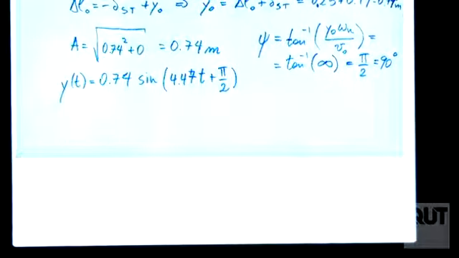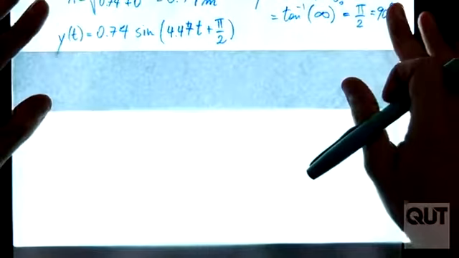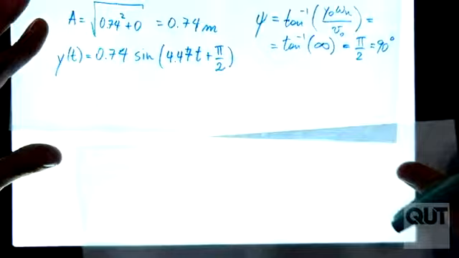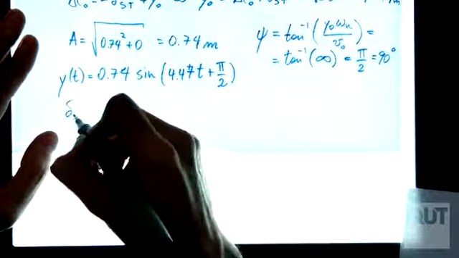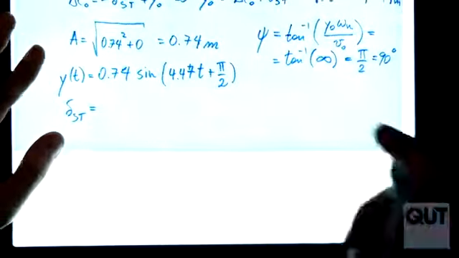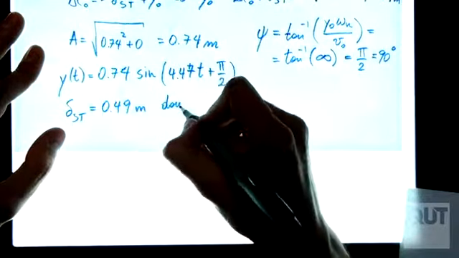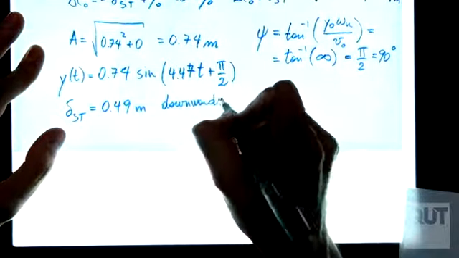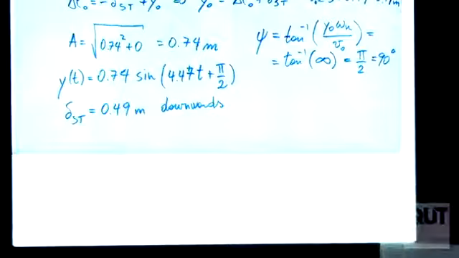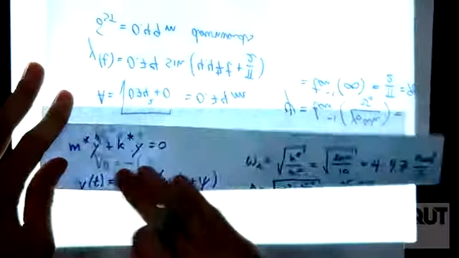What do we know? We know a lot of stuff. Okay, let's see what we know. So we know this, and we know that delta static was, I don't remember, 49 or 25? 49. 0.49 meter downwards, while y is positive upwards. Okay? So we know these two things, and that allows us to draw how this vibration looks in time.